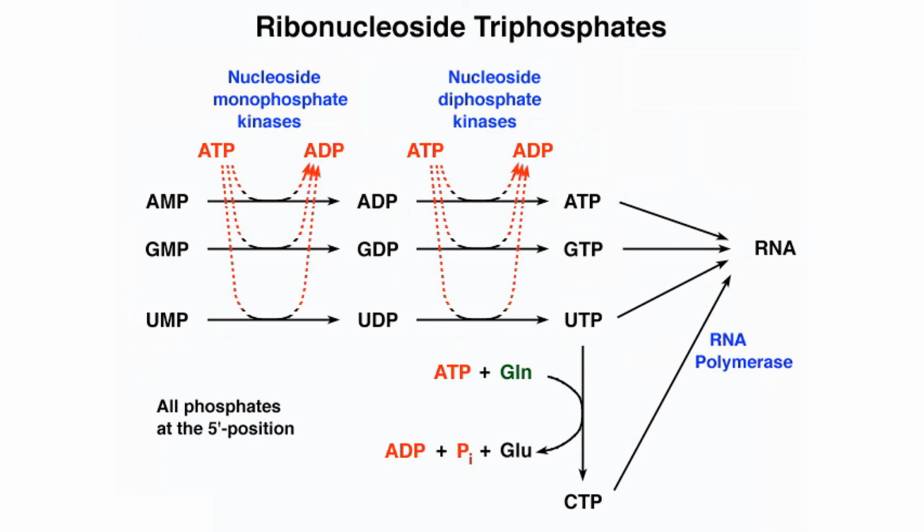The amide nitrogen of glutamine is the source of nitrogen that we need to generate CTP, and that reaction introduces the amino group on carbon number 4 of the pyrimidine ring. So now we have all 4 of our triphosphates.